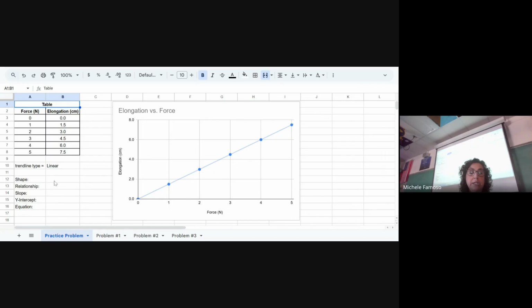We'll have to be able to identify the shape of the graph, the relationship that's shown on the graph, the slope, the y-intercept, and write the equation for the graph. Google Sheets does most of this for you. But we need to add one thing to each graph. Let me show you what we're going to add first. We're going to make a change.